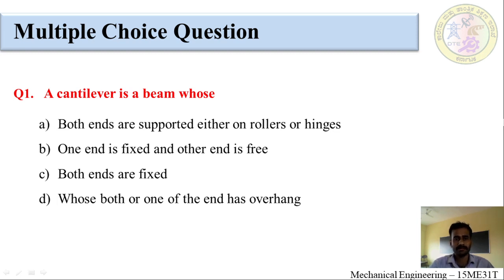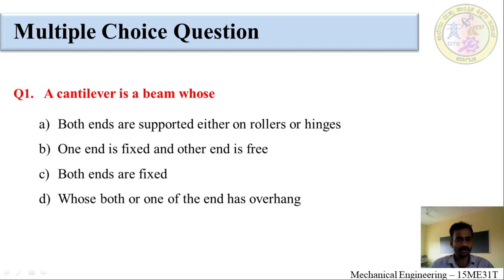Now we will discuss a few questions on this session. Multiple choice questions. Question number 1: A cantilever is a beam whose option A, both ends are supported either on rollers or hinges; option B, one end is fixed and the other end is free; option C, both ends are fixed; and option D, one or both ends have an overhang. You have to choose the correct option among the given 4 options. We will discuss the answer later.